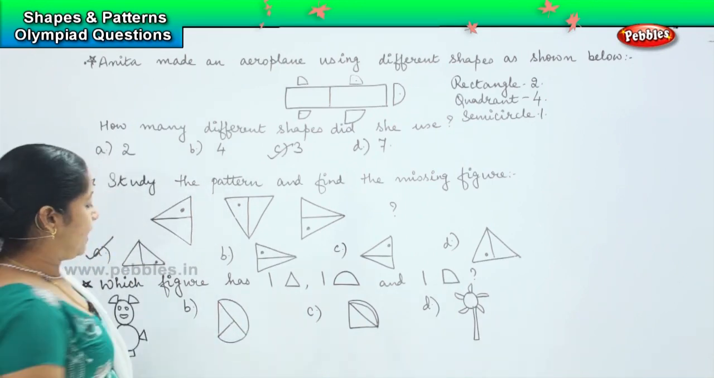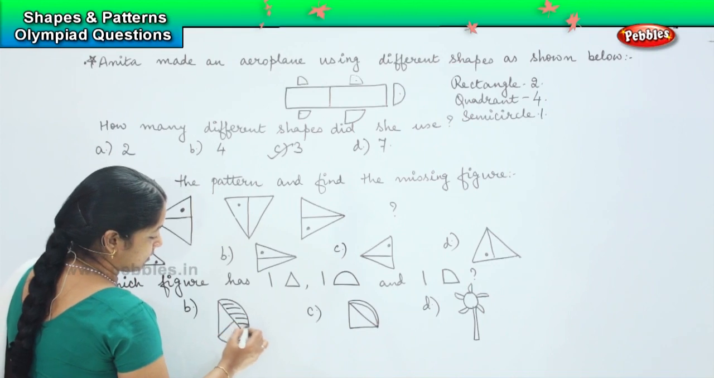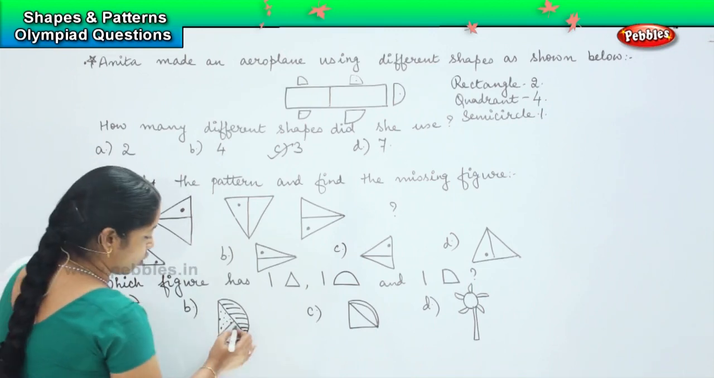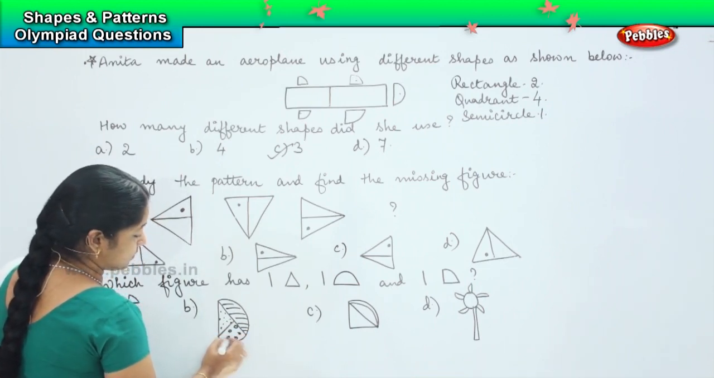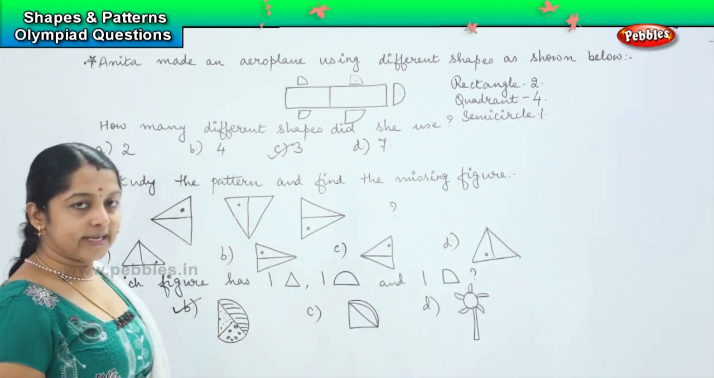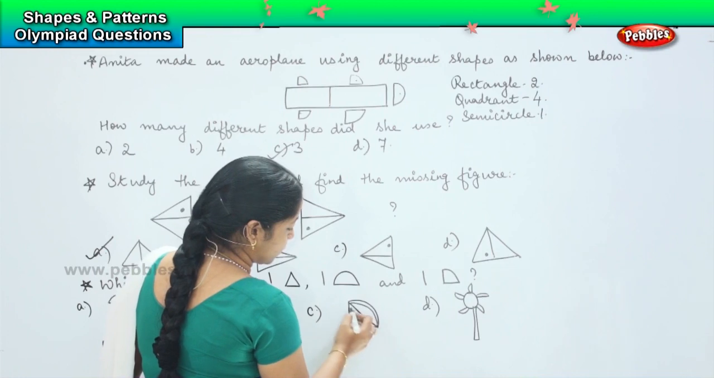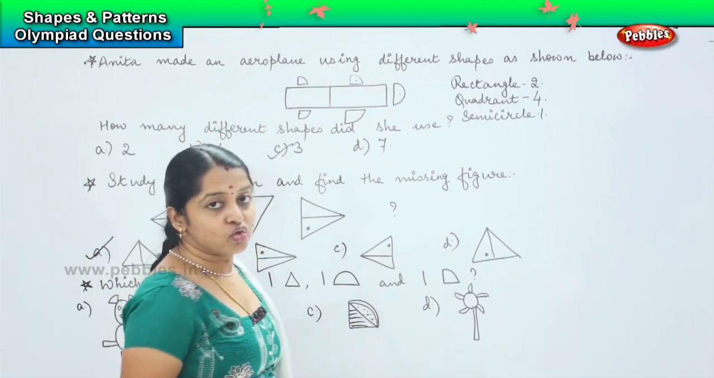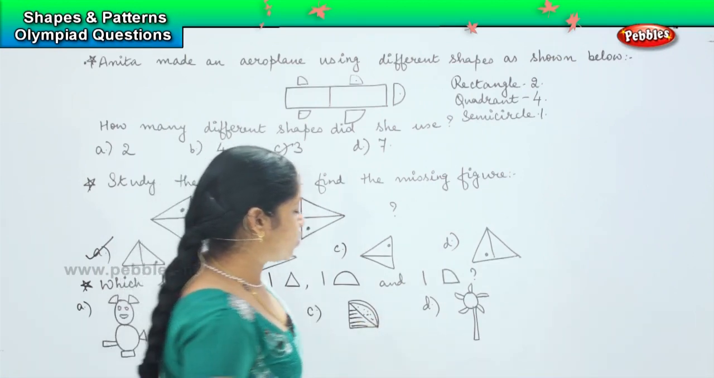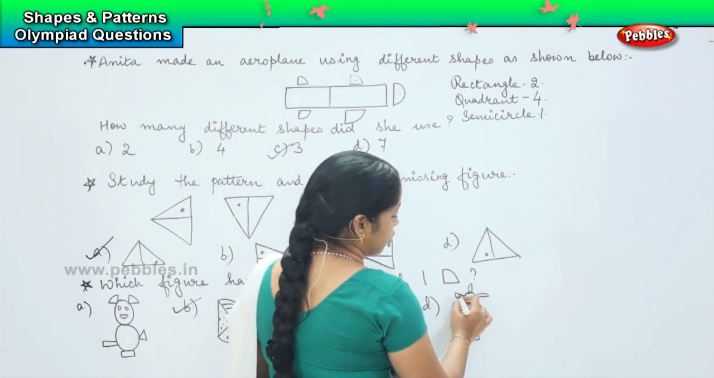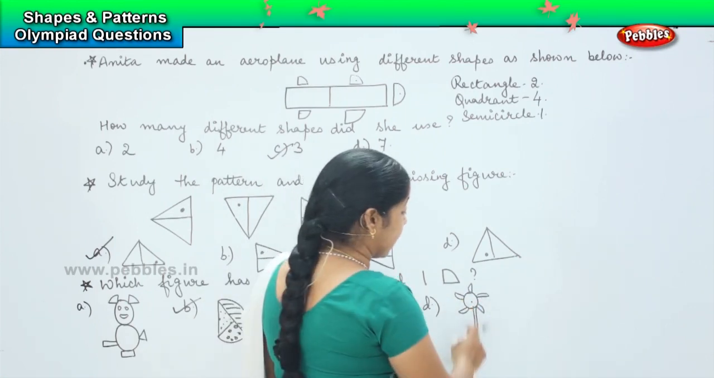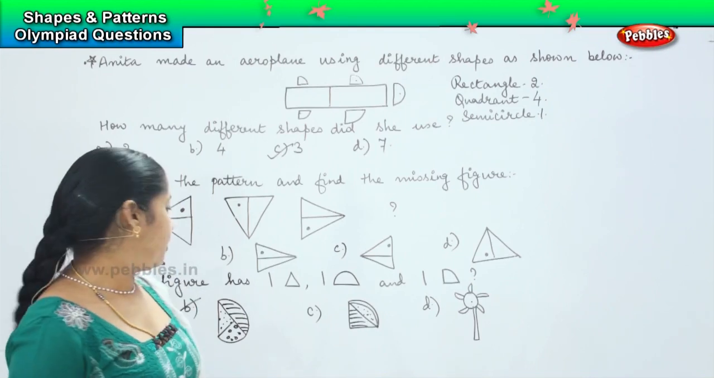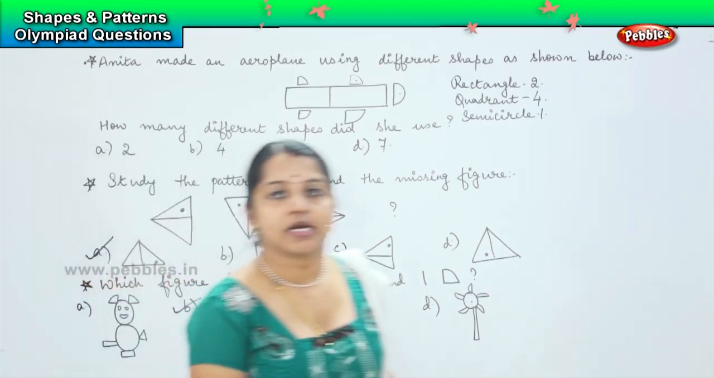Coming to the second one, it has got one semicircle, one triangle and one quadrant. So this is the right one. Let us see the next one. It has got here one triangle and one semicircle. So there is no quadrant found here. Coming to the last one, it has got one circle and 1, 2, 3, 4, 5 semicircles and a rectangle, and it also has no quadrant here. Okay. So which means option B is the right answer.